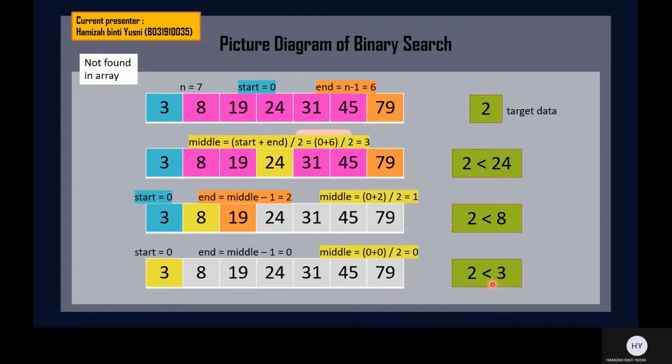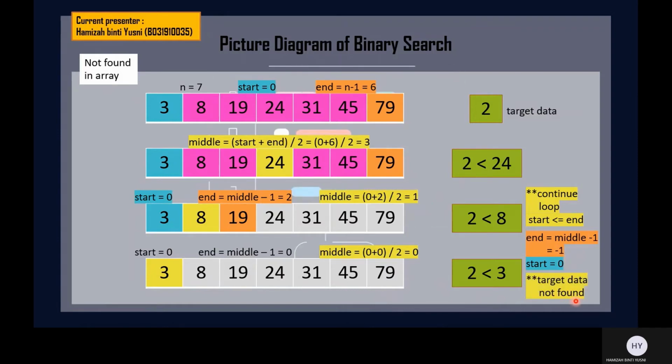Since it is smaller, end value will be updated to middle minus 1, and will become negative 1, and start will remain 0. Since the searching will only continue looping if start is less than or equal to end, in this situation, start is larger than end, which is 0 larger than negative 1. So, looping will stop and target data is not found in the array.